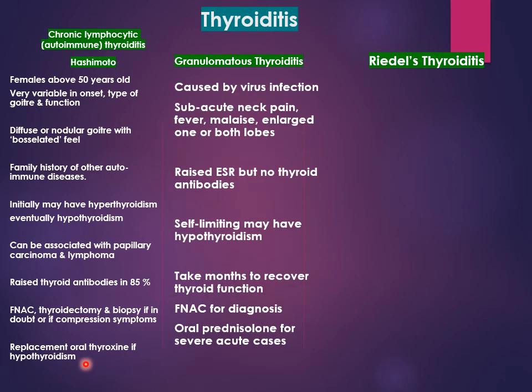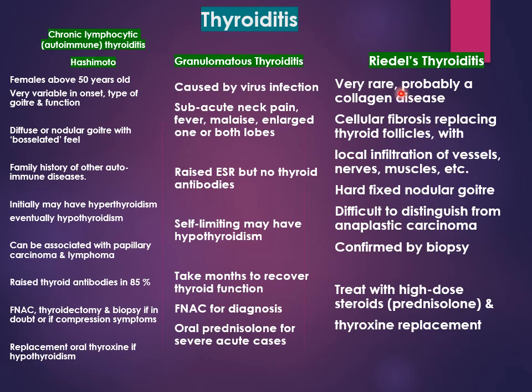The second group of thyroiditis is called granulomatous thyroiditis. It's caused by viral infection. There is subacute neck pain, fever, malaise, and enlargement of one or both lobes of the thyroid. Usually ESR is raised, but the thyroid antibodies are negative. The disease is usually self-limiting, but may go into hypothyroidism. Usually they take months to recover, and diagnosis is confirmed by FNAC, and the treatment is oral steroids, prednisolone, for severe acute cases.